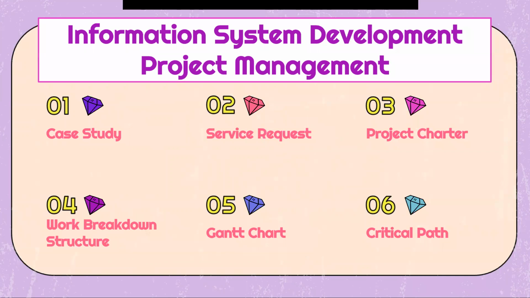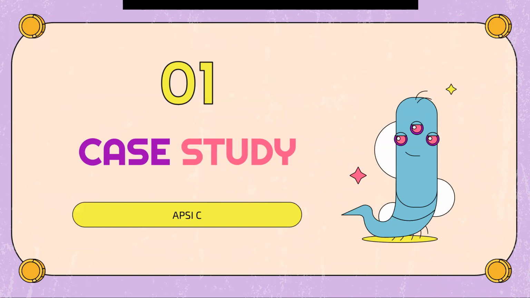In this information system development project management, there are 6 contents that I have to tell you about. First one is case study, second one is service request, next one is project charter, and then work breakdown structure, next one is Gantt chart, and the last one is critical path. The first one is case study.